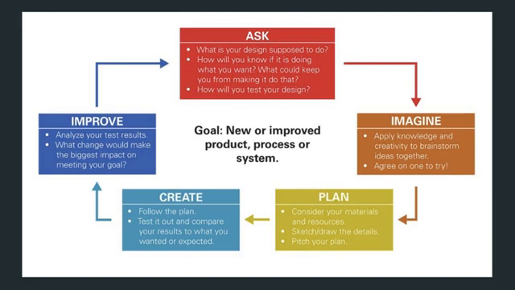Moving on to the light blue Create box. You are going to follow the chosen plan. You are going to test it out and compare your results to what you wanted or expected your solution to the problem to do. And finally, in the dark blue rectangle, you are going to improve. You're going to take a look at your test results and ask yourself, what change would you make? And what change would make the biggest impact on meeting your goal?